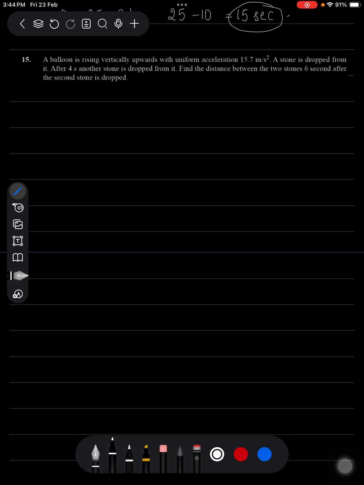This is question number 15 from the motion in a straight line DPP. It states that a balloon is rising vertically upwards with some uniform acceleration 15.7. A stone is dropped from it. After 4 seconds, another stone is dropped from it.